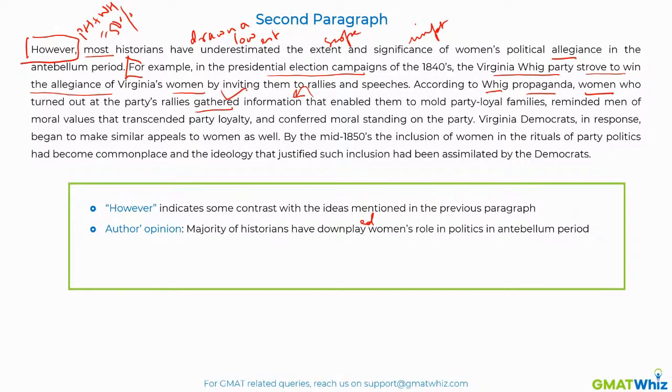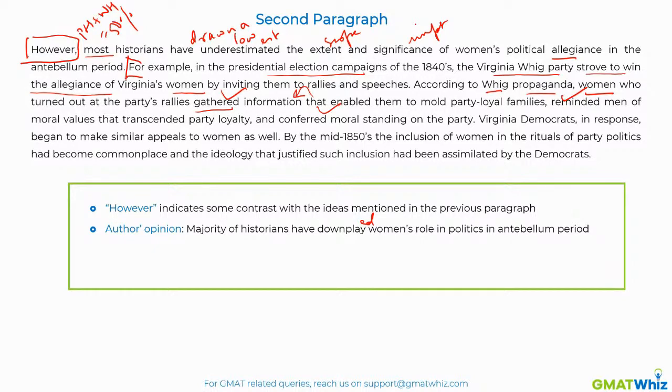So gathered information reminded men of moral values that rose above party loyalty and conferred moral standing on the party. So these were the benefits of women coming to these political rallies. Okay, that means this example is showing that politicians and political parties did give women importance even though women were not politicians, even though women were not allowed to vote. Remember from the previous paragraph?